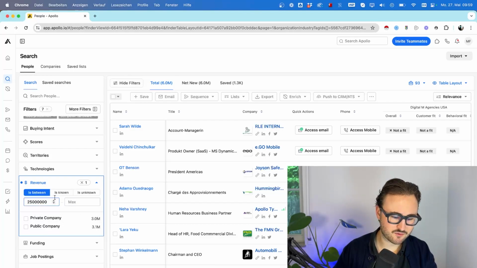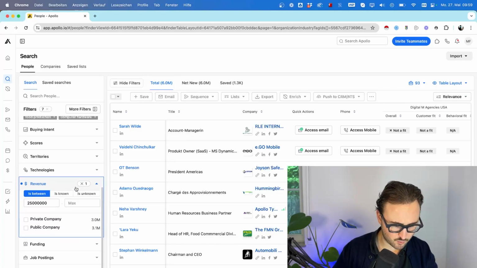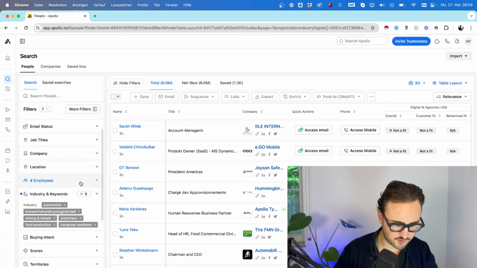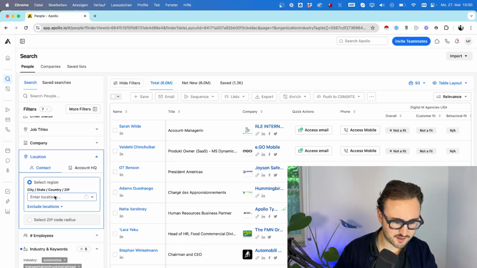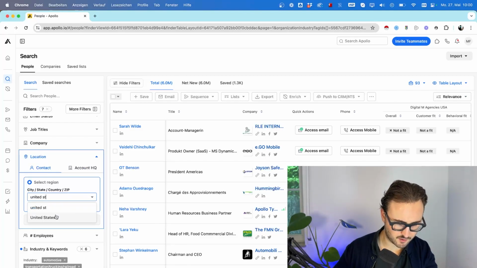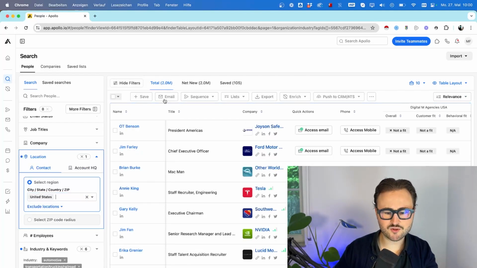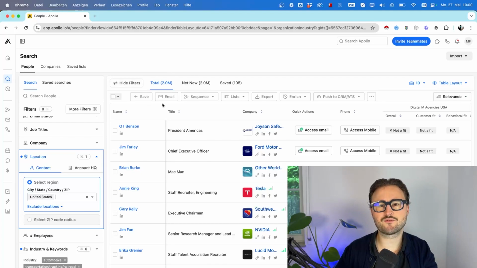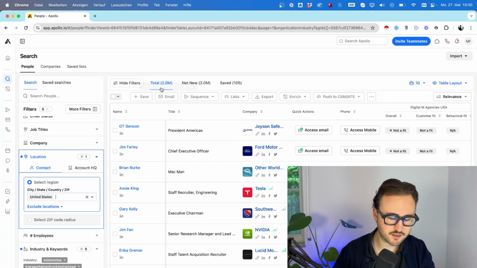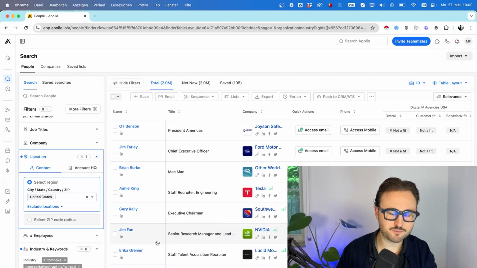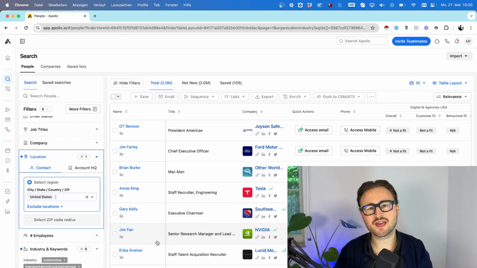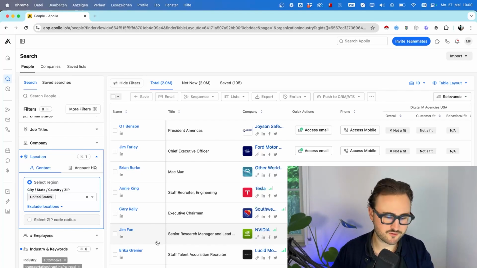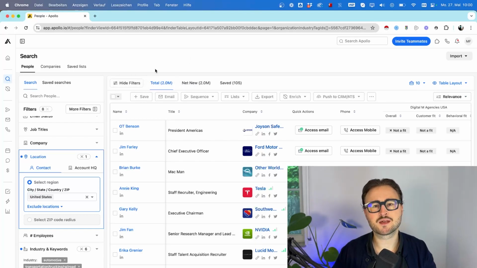So here, revenue 25 million. We want them in the United States. Here we go. And you see here that number decreases. Now we have only 2 million leads inside that. I think that should be a fair number. And then you take your average revenue per customer. Let's say that $3,000. Then you multiply it again with that number of leads here. And then you have your serviceable addressable market.